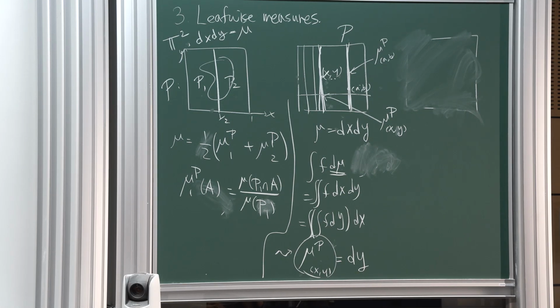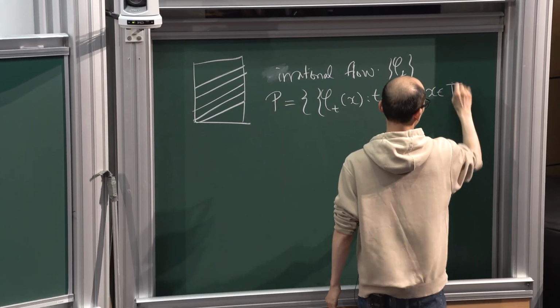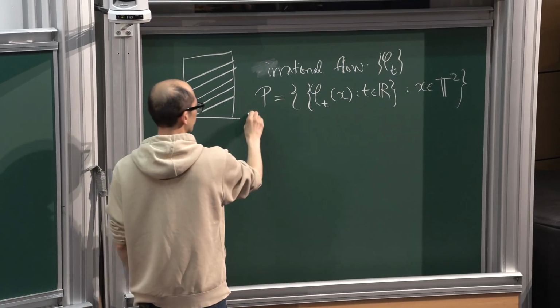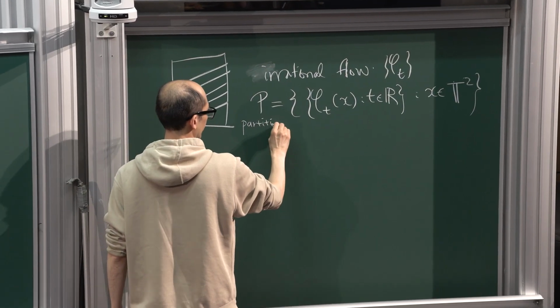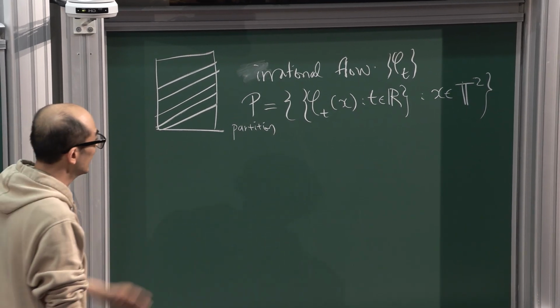So this is the irrational flow, let's say given by φ_t, where the slope of this flow is an irrational number. And now I have a partition which is given by the orbits. So these are the atoms. And if you choose all the points in T², then this will be the partition, right? The space of orbits will give you the partition.